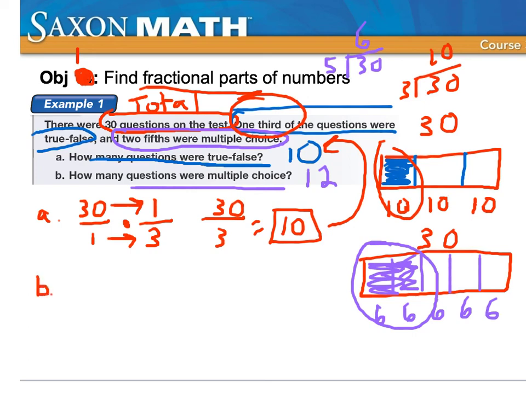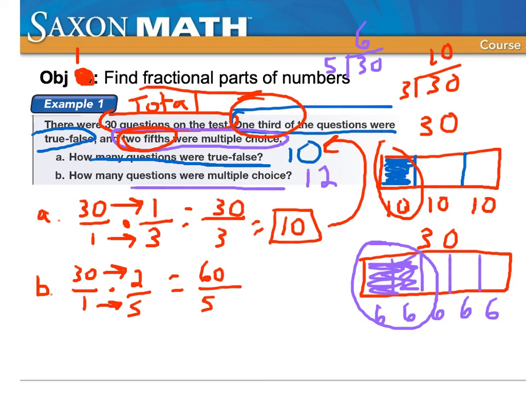Let's try B. So I'm going to start with my whole number again. That didn't change. It's still 30 total questions. Times, I'm going to multiply by my fractional part. Well, B is asking me how many were multiple choice. And for multiple choice, it says right here, 2/5 were multiple choice. Okay? So again, I'm going to write this down. I'm going to multiply across. 30 times 2 is 60. And 1 times 5 is 5.